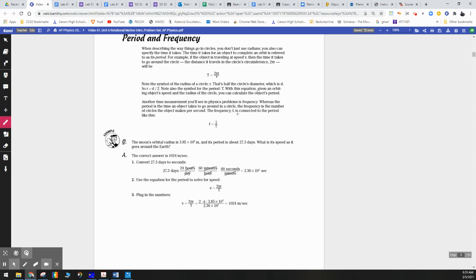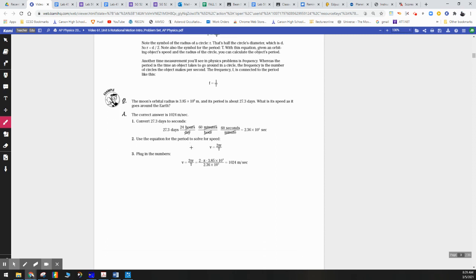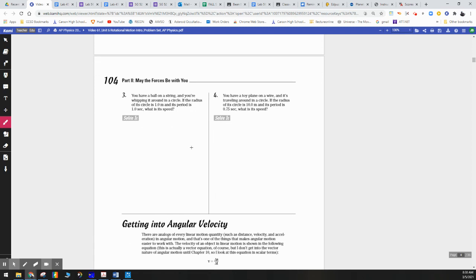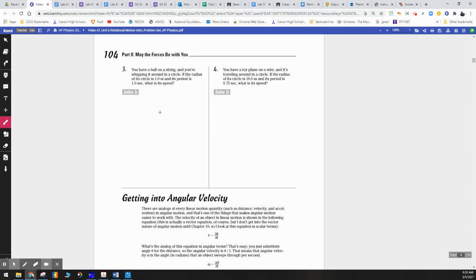Okay, in this next section, make sure you go ahead and read about period and frequency and understand the relationship and what's going on there. And here we have an example problem that you might want to look at to help you with some conversions. Now we'll come down to number 3. You have a ball on a string and you're whipping it around in a circle. If the radius of its circle is 1 meter and its period is 1 second, what's its speed? I'll work this one out, and you guys will do number 4.